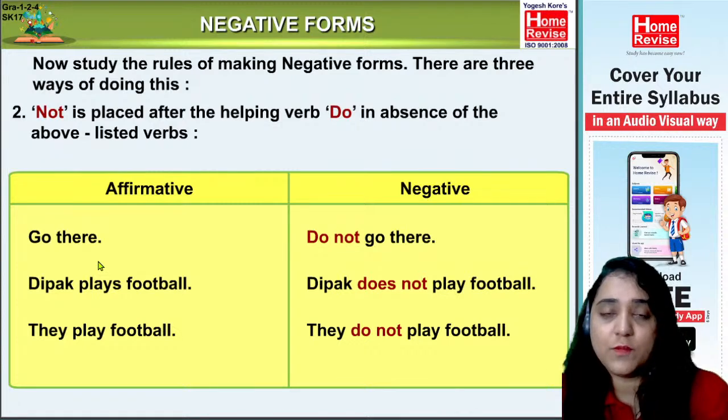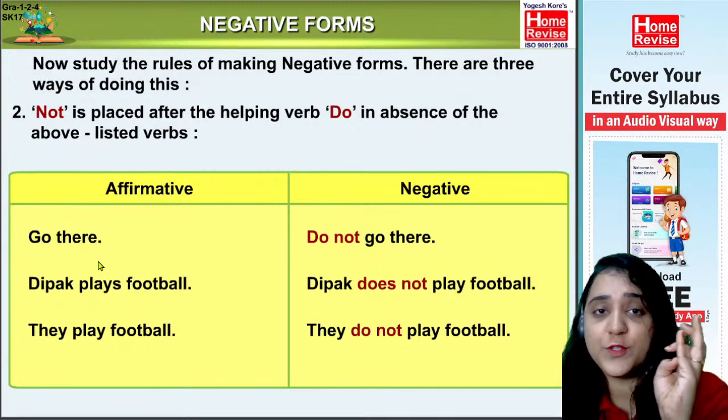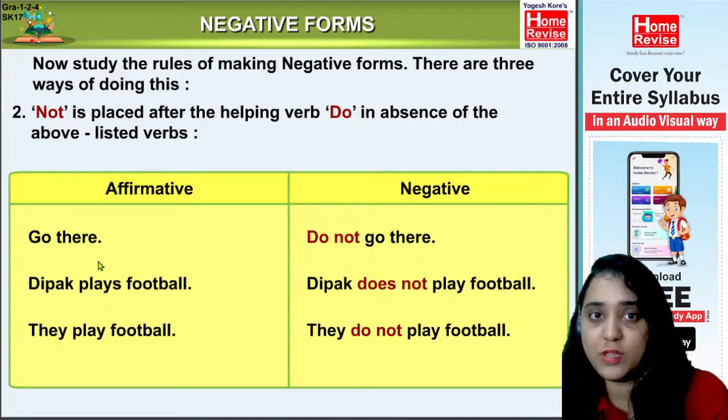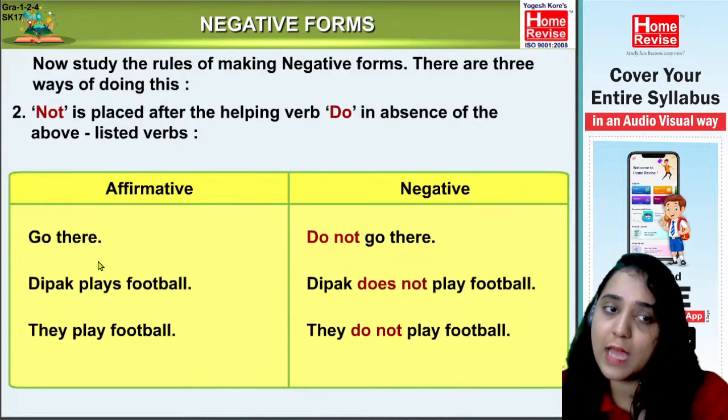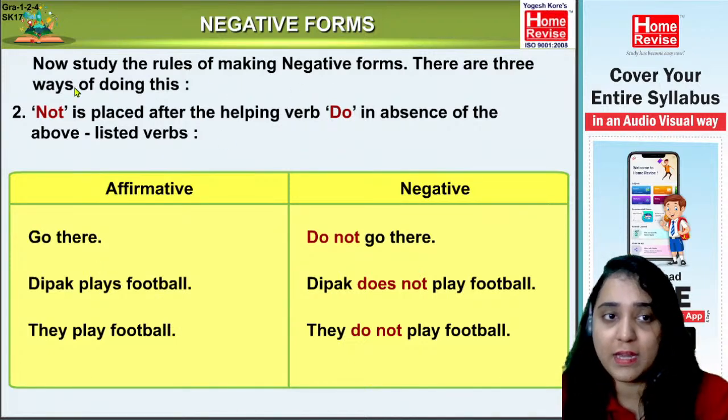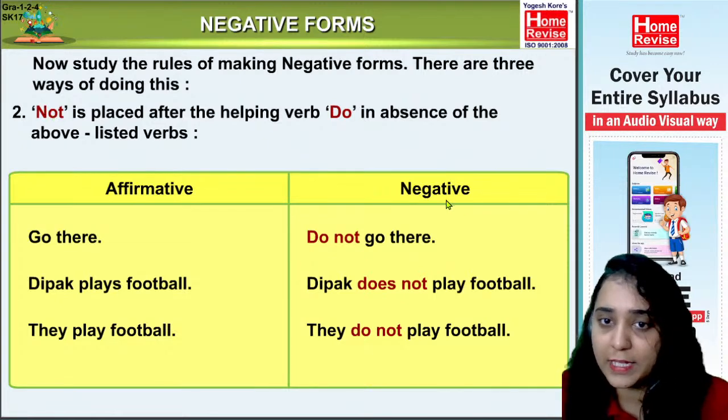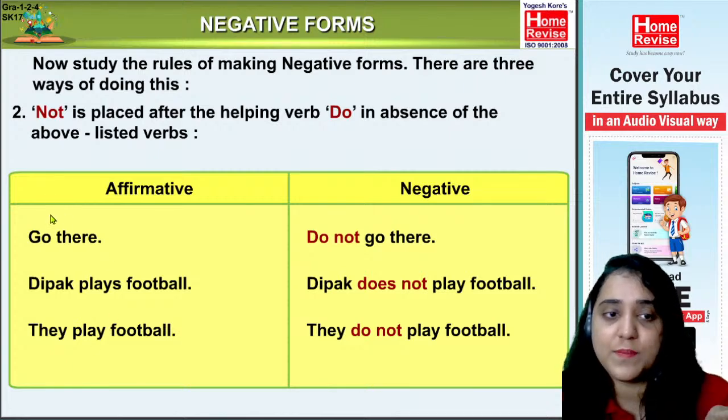Now, what are the above listed verbs? Be verbs, have verb, like is, are, am, was. These are not present here. In that case, we use do, and not, because we have to write it in a negative statement. So we are using not, and the above listed verbs are not here.